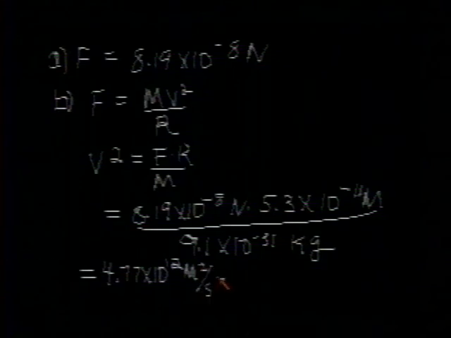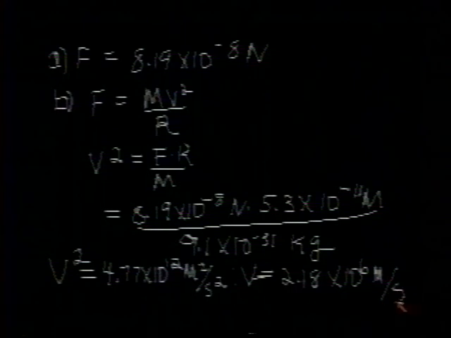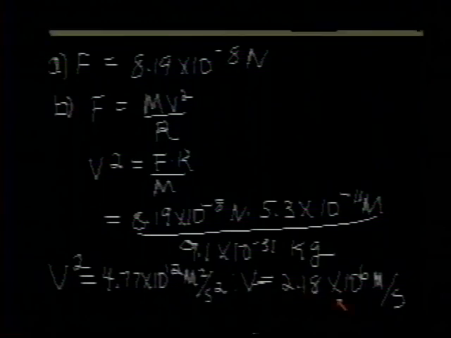That's V squared. To find V, we simply take the square root of that, and the square root turns out to be, to three significant figures, 2.18 times 10 to the 6th meters per second. So that is the speed of the electron in its orbit. That's a very large speed. It's over 2 million meters per second. So that's the answer to part B.